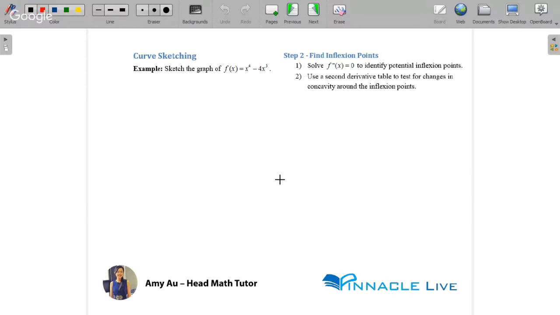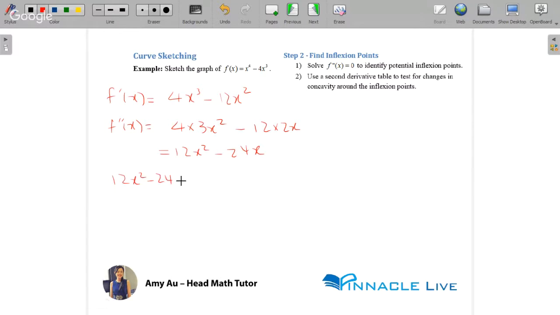Second step is to look at the second derivative. So the first derivative, I'll just rewrite it here, was 4x cubed minus 12x squared. Second derivative, you just differentiate it again. All right, so there we go. Once you've got that, we solve it to 0. So you can see 0 and 2.